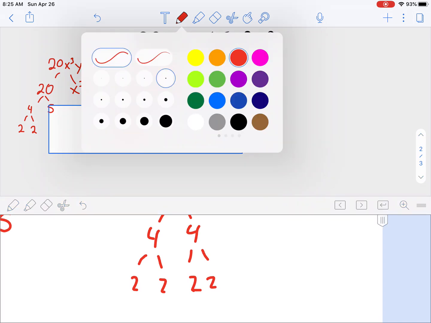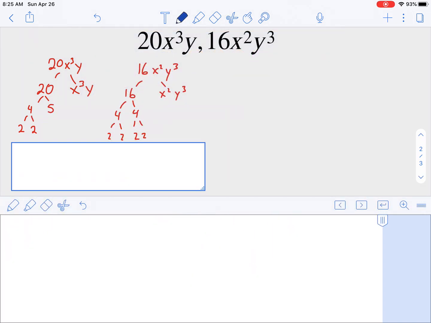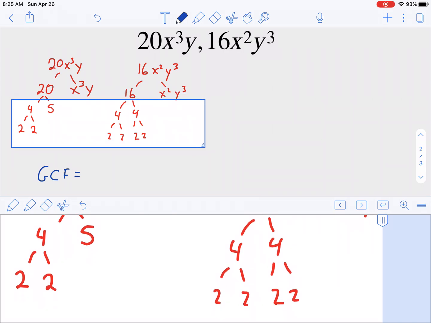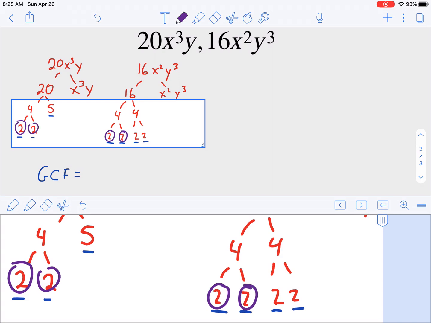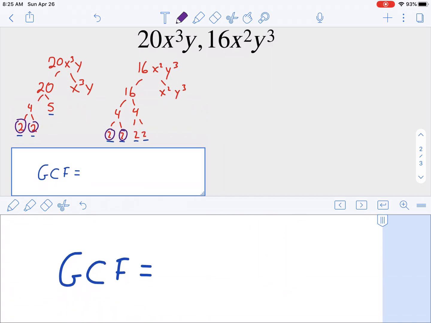To find the greatest common factor, we multiply all of the common factors together. So I look at the factor trees, and I look at just the prime numbers, the 2's and the 5's. I look at what they have in common. I have a 2 in common, and I have another 2 in common, and that's everything they have in common. It's two 2's, so my greatest common factor is going to be 2 times 2.